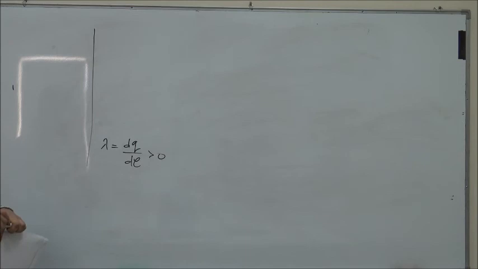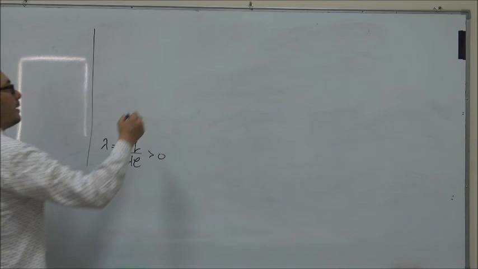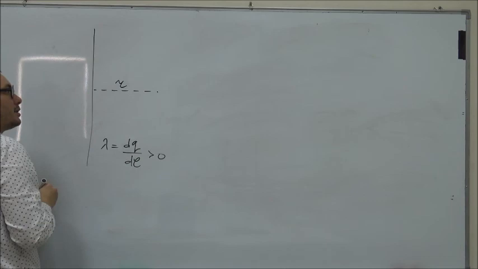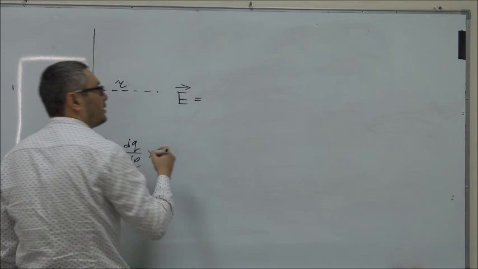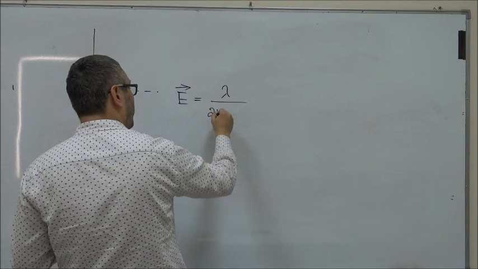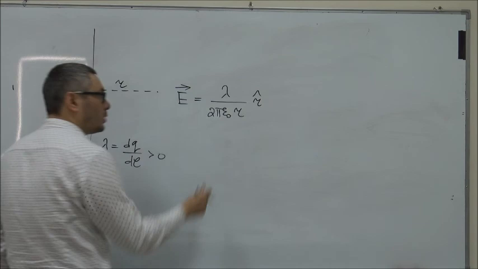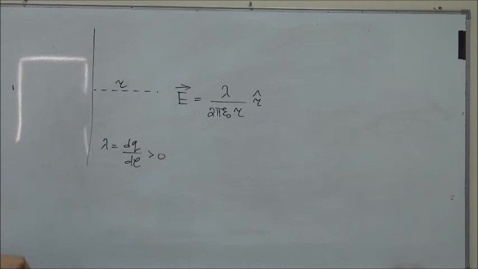In one of the seminar questions, we have found out using Gauss's law that the electric field at the distance r from the line charge is given as electric field is equal to lambda over 2 pi epsilon 0 r multiplied by unit vector r. So we calculated the magnitude. This unit vector r is simply showing us that the direction is pointing radially away from the line charge.